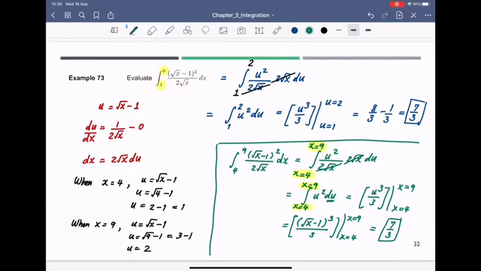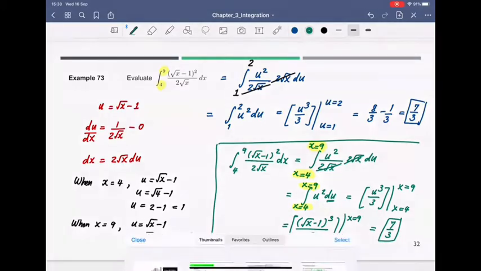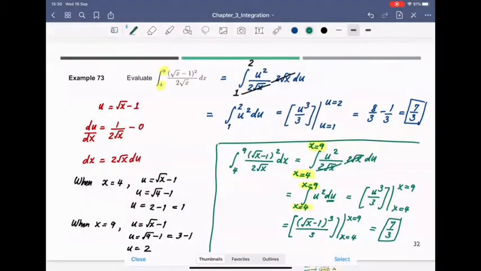All right, so we're going to keep doing examples for today. We have two more examples, which are the hard ones for this chapter. So let's do example 74 and 75.